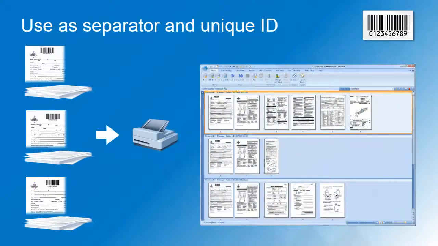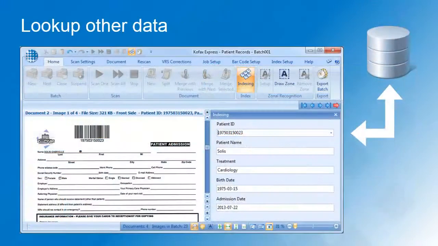Once a number of patient files is closed, they will be scanned. Kofax Express will automatically start a new document every time it detects a barcode. It will also use the barcode data to index the patient files. Kofax Express can complete the index by looking up the patient name, birth date, admission date, etc. in a database. Database lookup is covered in more detail in a separate video.